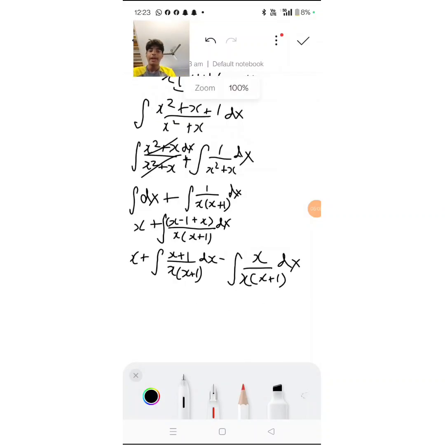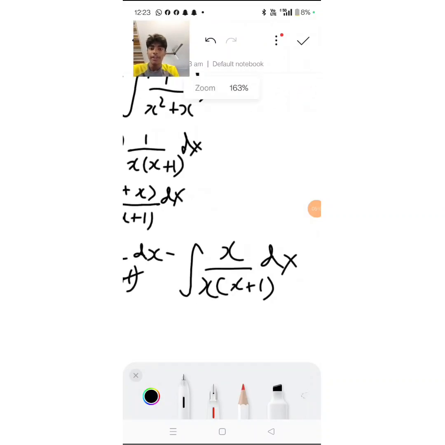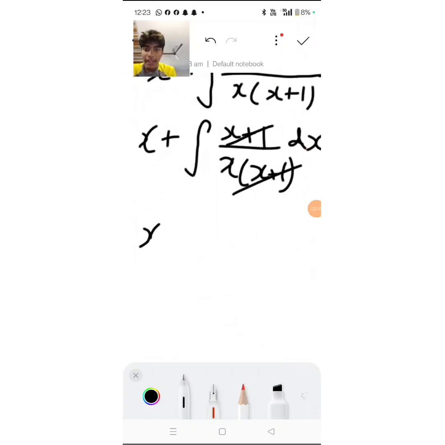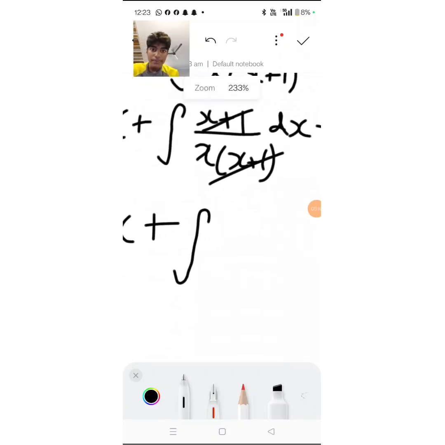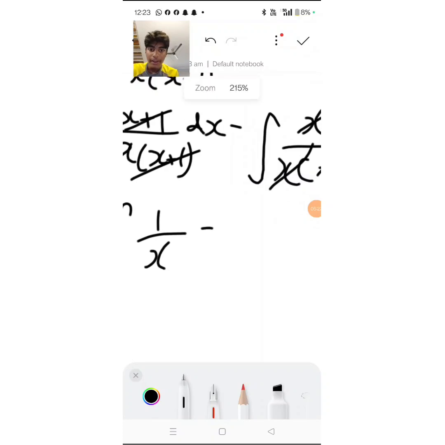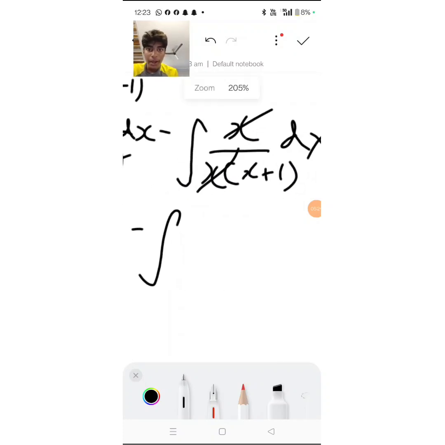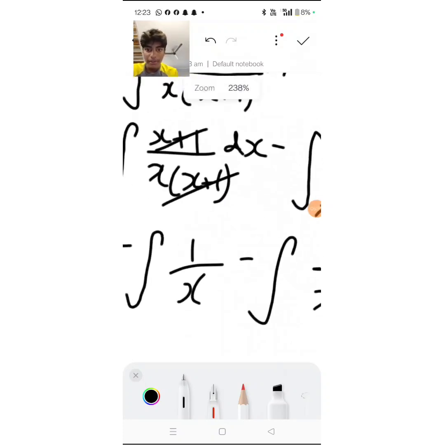Now can't you see that you can easily cancel stuff over here? So we can cancel x plus 1, and we can cancel x and x. So we are just left with x plus the integral of 1 upon x, minus the integral of 1 divided by (x plus 1) dx.